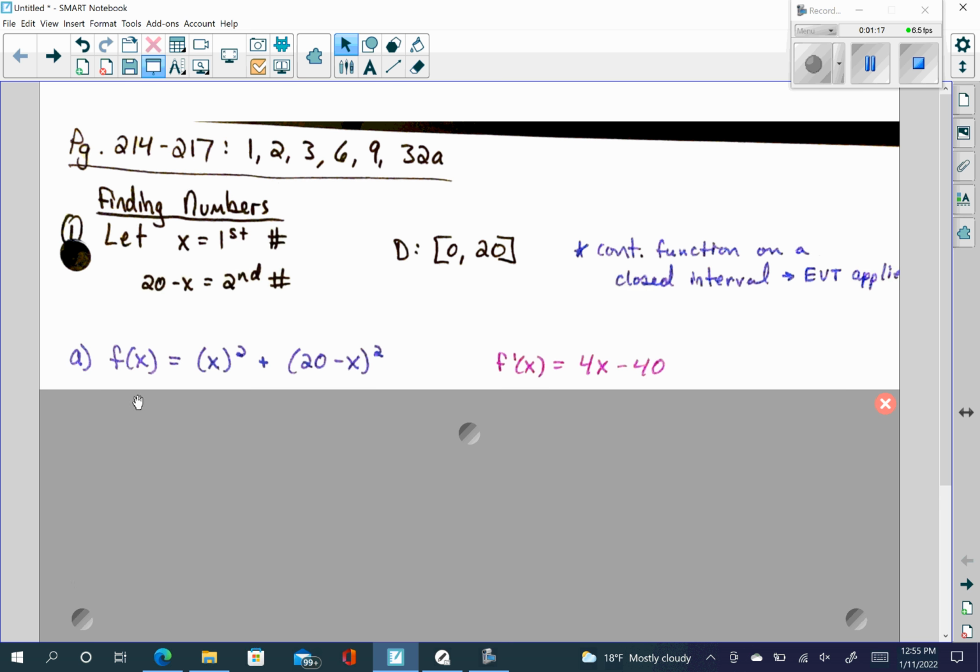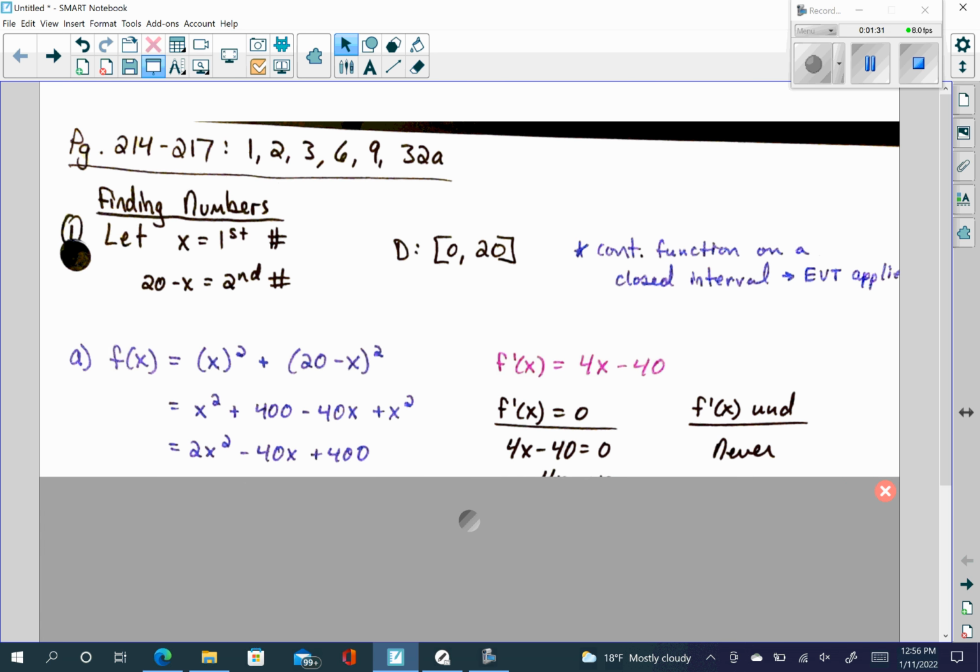So setting up the function for A, it says the sum of their squares. So that's what we're looking at here. We're going to have x squared plus the quantity of 20 minus x squared. So it's a little bit easier than the function we set up for the in-class example. And then I just expanded this. So expanding the 20 minus x gives us 400 minus 40x plus x squared. Combining our x squared terms, we get this. Over to the right here, I find the first derivative.